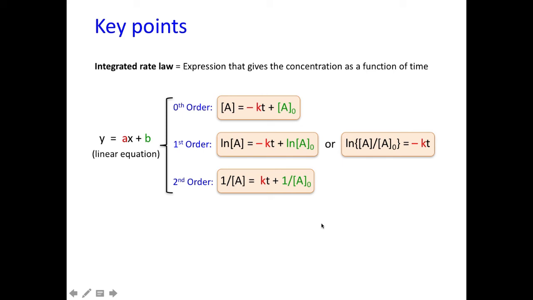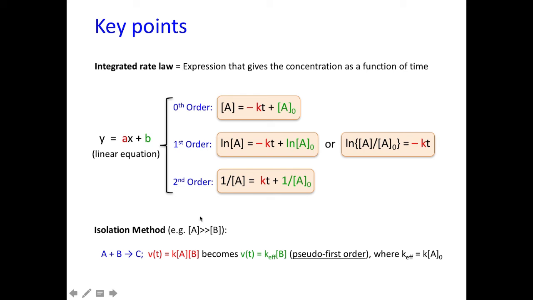And the isolation method consists in using a large excess of one of the reagents, if you have this kind of reaction here, so that you can rewrite the rate law in this simplified way, where we have now a pseudo first order reaction, where this effective k is given by the real k multiplied by the initial concentration of A. So in the last lectures, we can use this. I will explain this a little bit better.